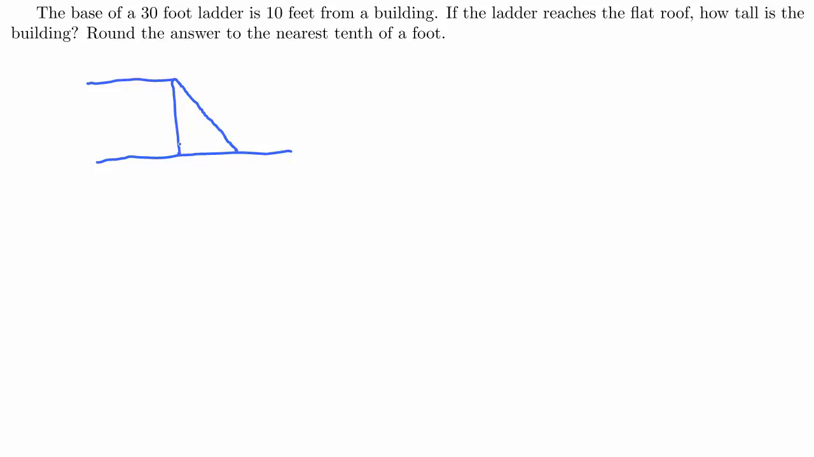Now, normally when you have a building, you get a right angle with the ground. Also, I have a 30-foot ladder, and since this is the ladder, that means this side of this right triangle is 30, and it's 10 feet from the building. In other words, this distance here is 10. What this wants to know is how tall is the building. So I can define the height of the building to be x. So I'm going to let x equal the height of the building.